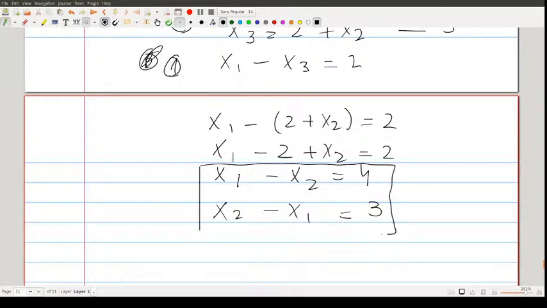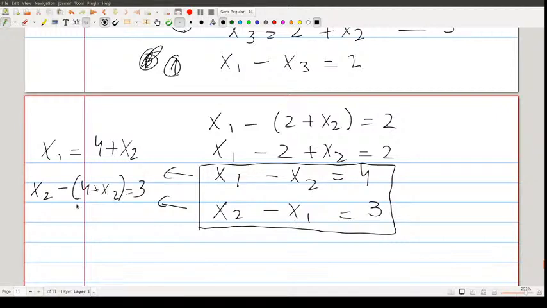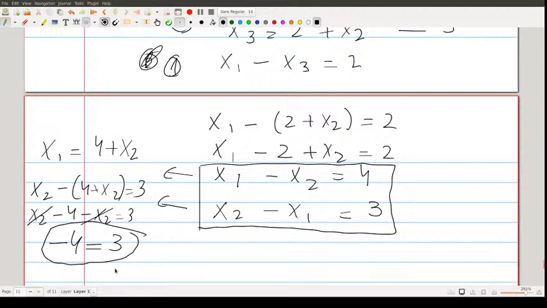Now these two equations, if you notice, are indicating to me that there is a problem. Let's try to naively solve them. So x1 was equal to 4 plus x2, and let's plug this in here. So x2 minus (4 plus x2) is equal to 3, and immediately notice there's a problem. x2 cancelled. Minus 4 is equal to 3. This is a contradiction. Minus 4 is not equal to 3. There's no way I can change x1, x2, and x3 to get minus 4 to be equal to 3. This is a contradiction, which means this system has no solution.